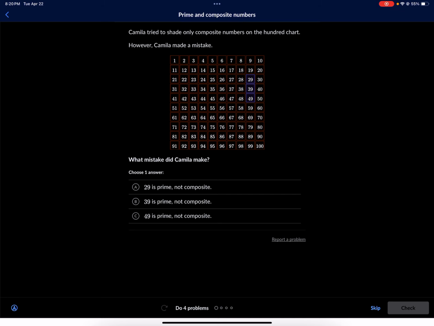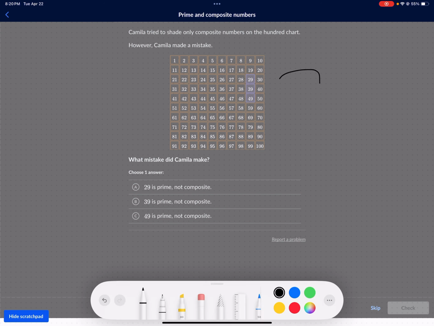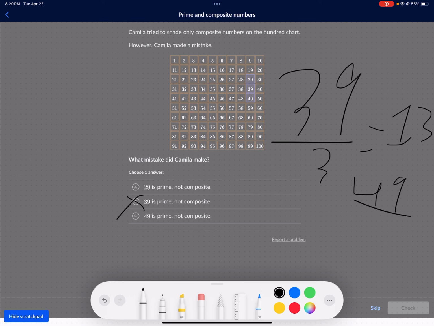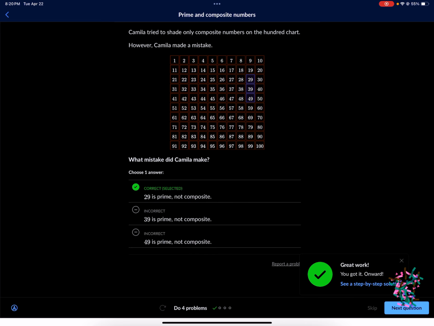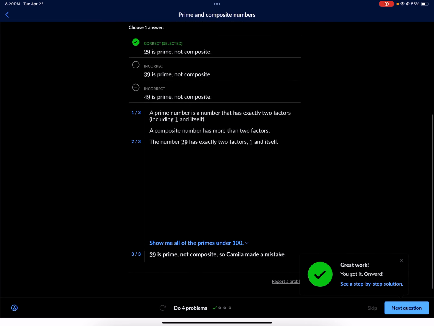So, 39. What is that divisible by? 3. So that means it's not prime. And 49, what about that one? 7. So C is wrong as well. So the answer is A. 29 is prime. So, boom, there's that.